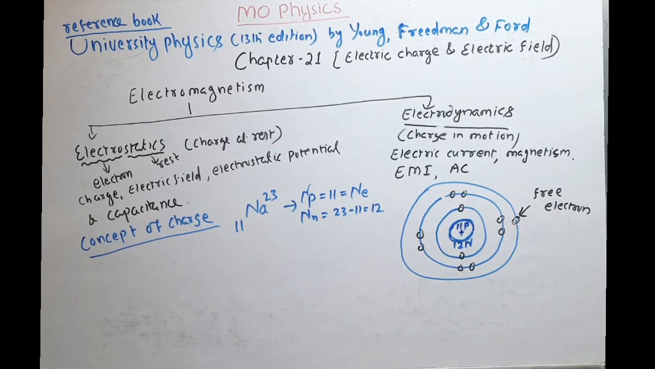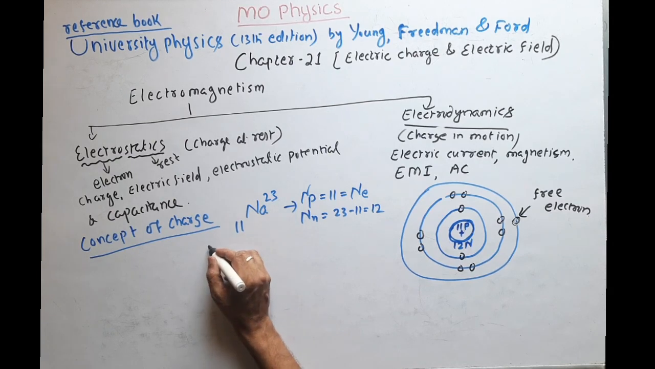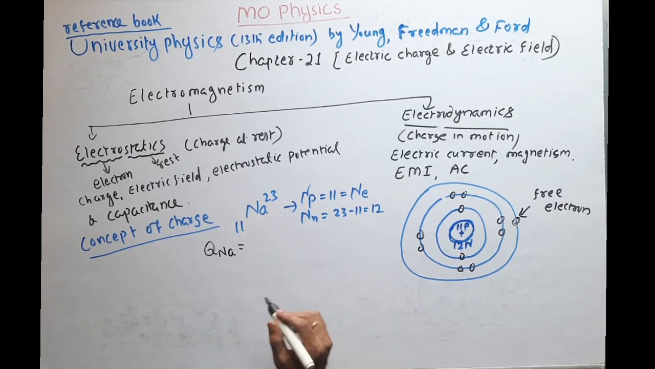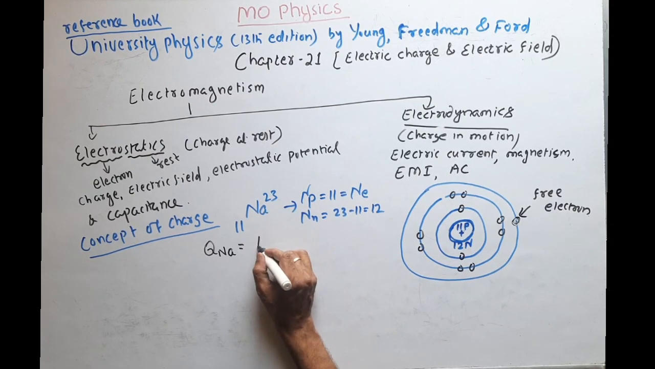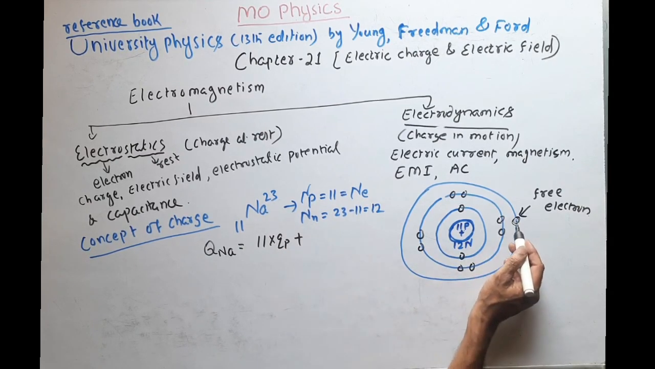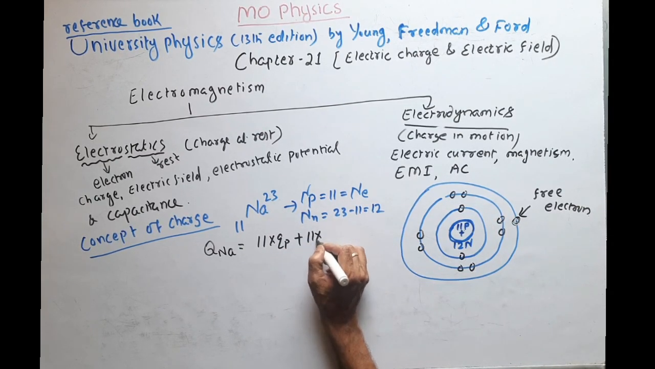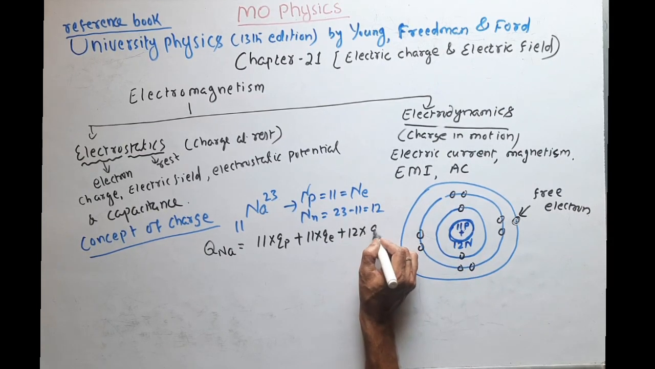So that's why it is called free electron. Okay, so now tell me, what is the total charge of sodium atom? Total charge of sodium atom, you can say, so how many protons? 11 into charge of a proton. How many electrons? 11 into charge of electron. How many neutrons? 12 into charge of neutron.